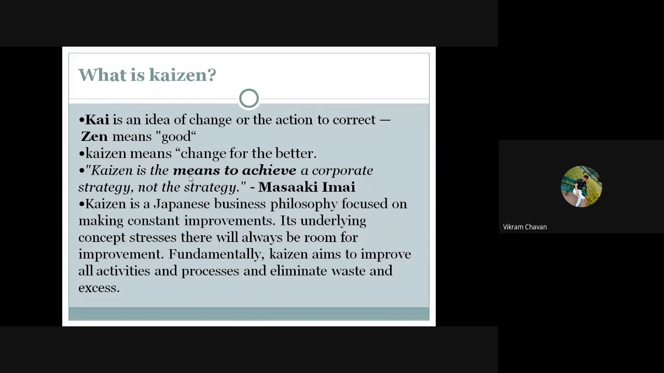कायझन म्हणजे काय, कायझनचं एखादं एक्झाम्पल दे. ओके, कशासाठी कायझन वापरलं जातं, हे क्वेश्चन असतात. ओके, सो कायझन is the means to achieve a corporate strategy.